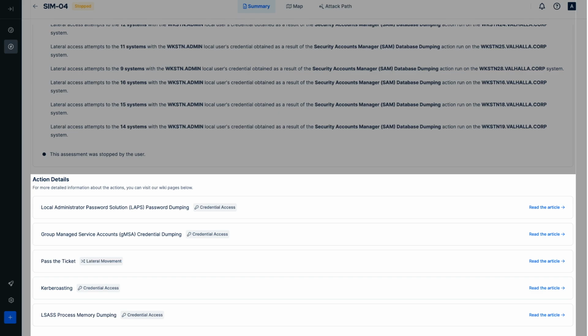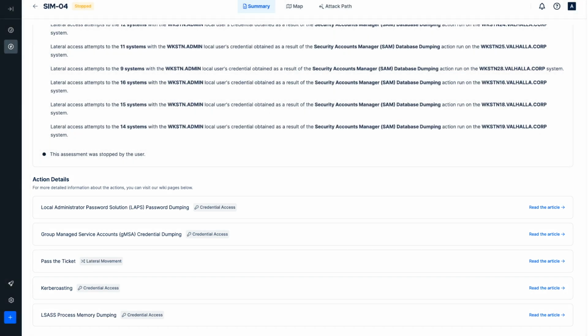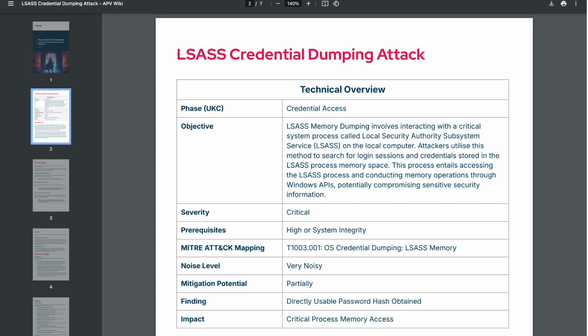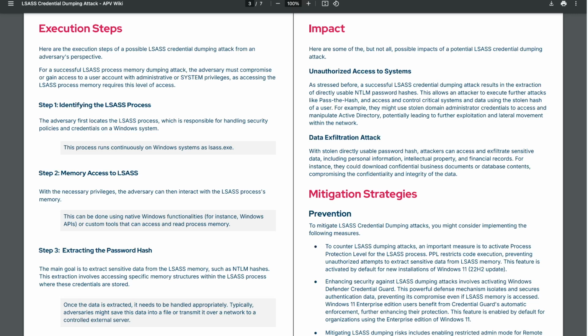Let's take a look at the details of the LSASS process credential dumping method. You can find taxonomic details about this action in Technical Overview. In this document, Picus APV provides detailed information about how it executes LSASS credential dumping attacks, its impact on the compromised systems, and how security teams can mitigate these attacks effectively.